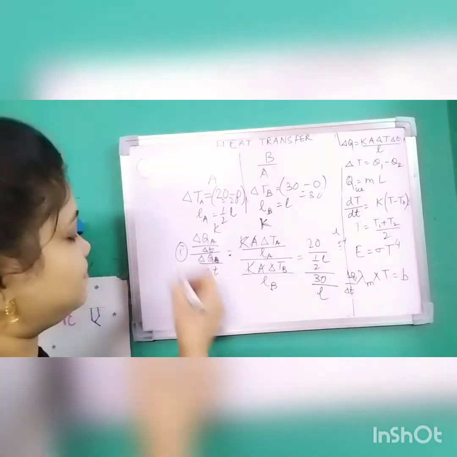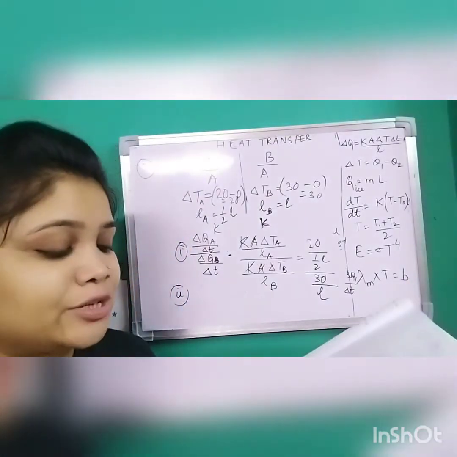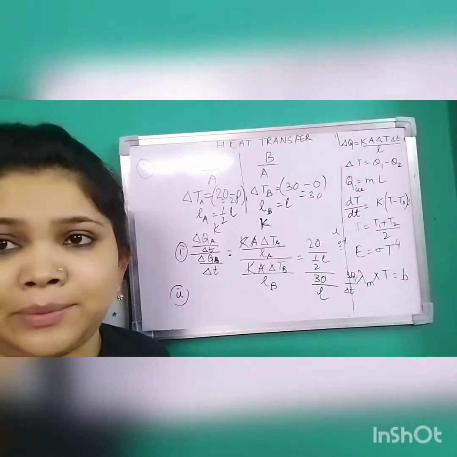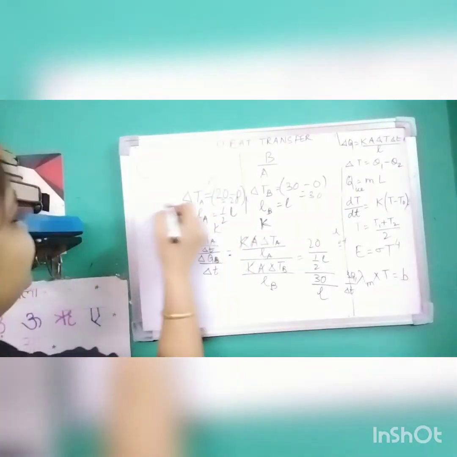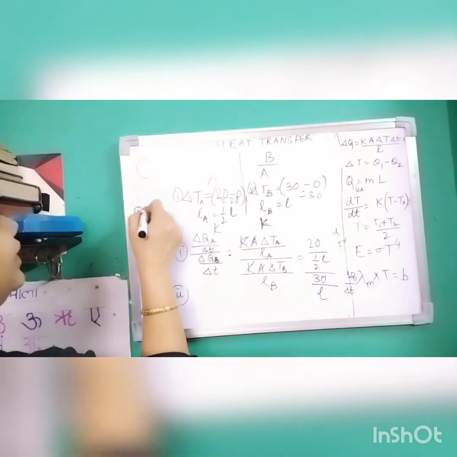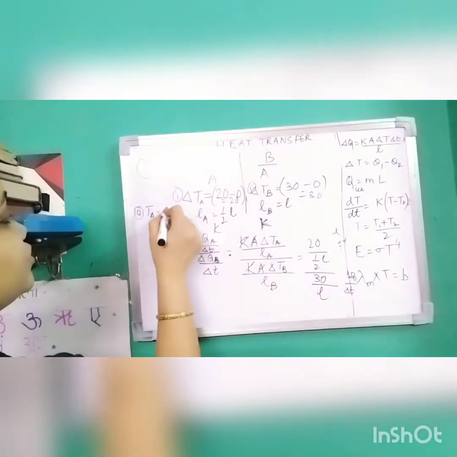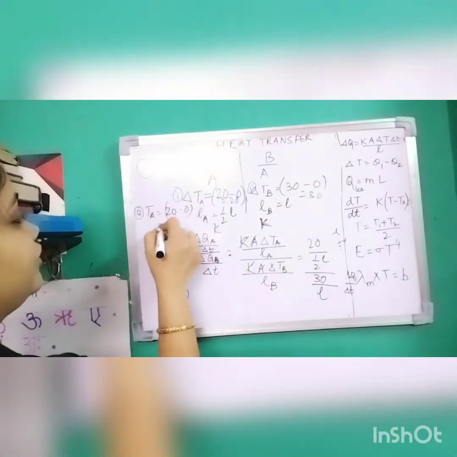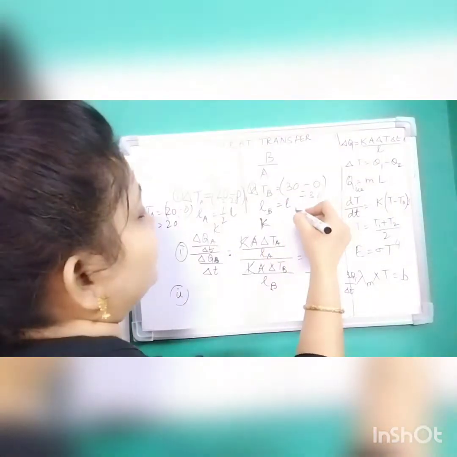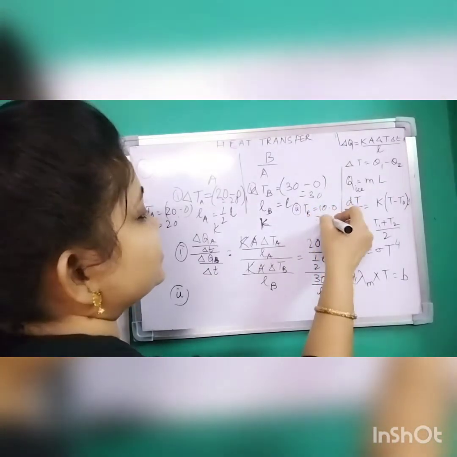Now in the second part also they have told us the ends are at 20 and 10 degrees respectively. This is the first case we have done. So in the second case, what will be delta TA? The temperatures they have told are 20 and 10 degrees. That means 20 minus 0, which is 20 degrees. And delta TB will be 10 minus 0, which is 10 degrees centigrade.